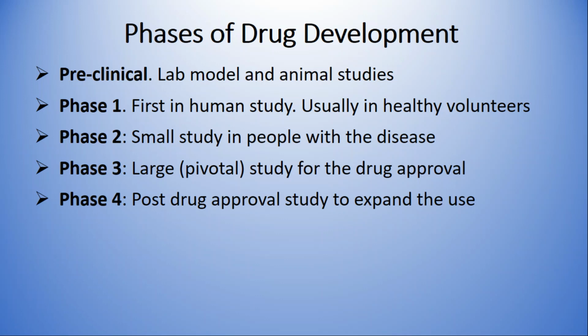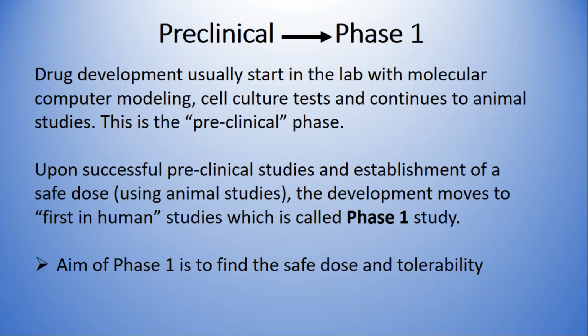After doing a couple of phase 2 studies, the companies are ready to do the phase 3 studies, which are called the pivotal studies. This is a study that the FDA requires, and after approval, they can do phase 4 studies, which is basically expanding the indication after they launch the product. I'm going to explain all of this in the following slides.